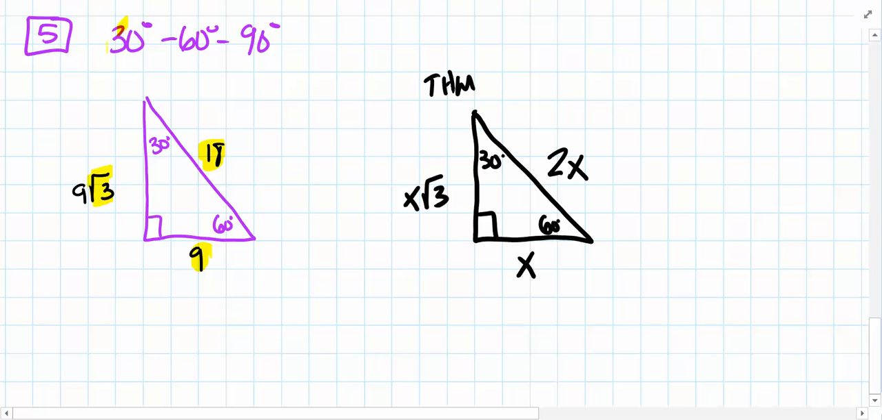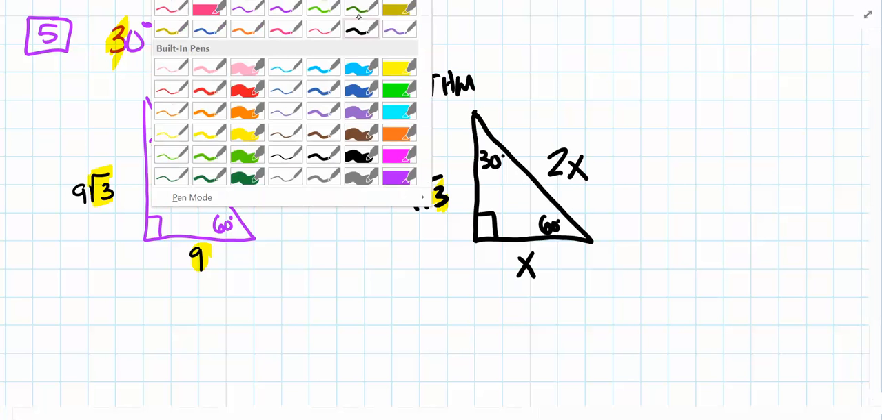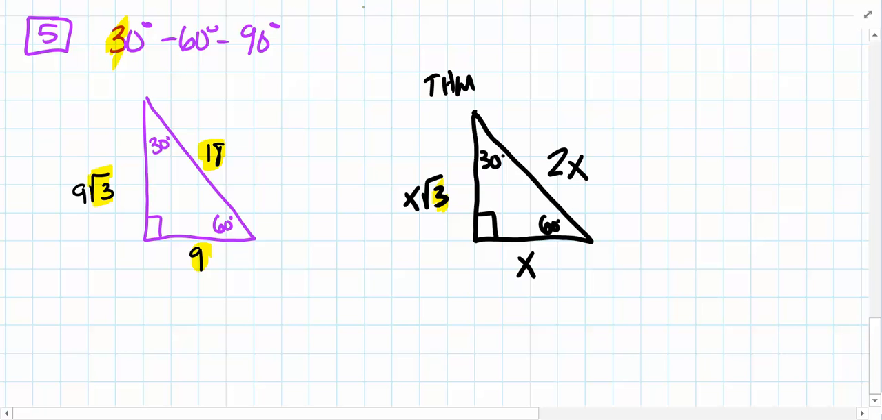30, 60, 90. So the relationship goes, this is a little story that I always tell myself: in between 60 and 90, you will find x. 30 times 2 gives you 60, and the other one is x rad 3. Oh, 3 times 30 is 90. True, yeah, you could think about it like that. There's a 3 in that one.